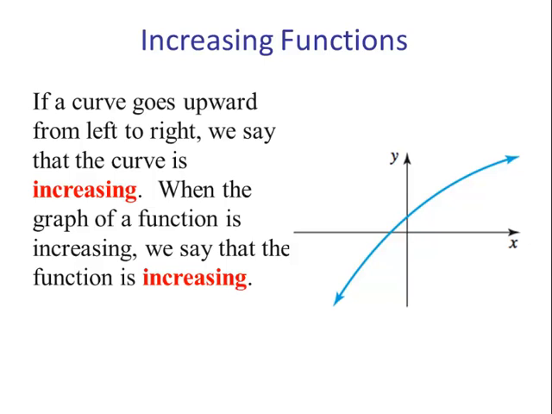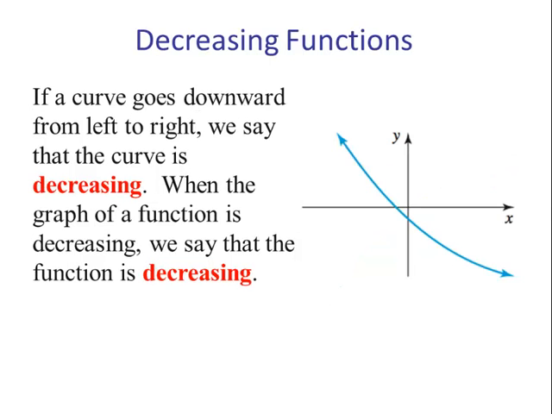Increasing functions. If a curve goes upward from left to right, we say that the curve is increasing. When the graph of a function is increasing, we say that the function is increasing. Decreasing functions. If the curve goes downward from left to right, we say that the curve is decreasing. When the graph of a function is decreasing, we say that the function is decreasing. So the thing to keep in mind about increasing and decreasing functions: if the function's increasing, it has a positive slope. If the function's decreasing, it has a negative slope.